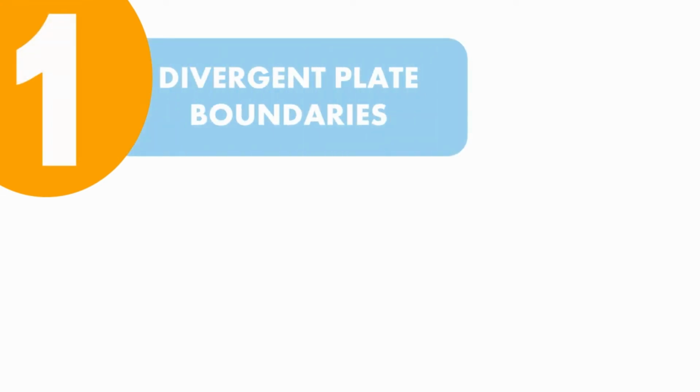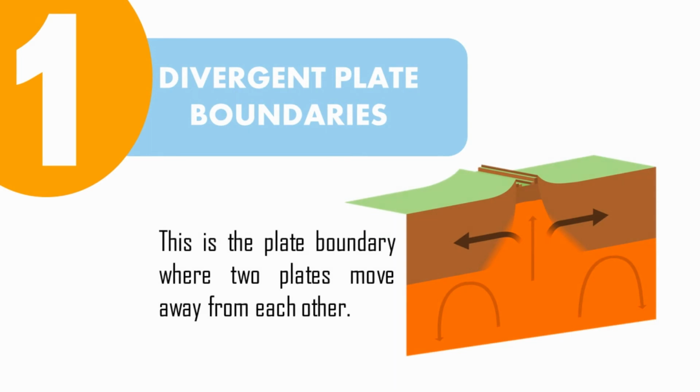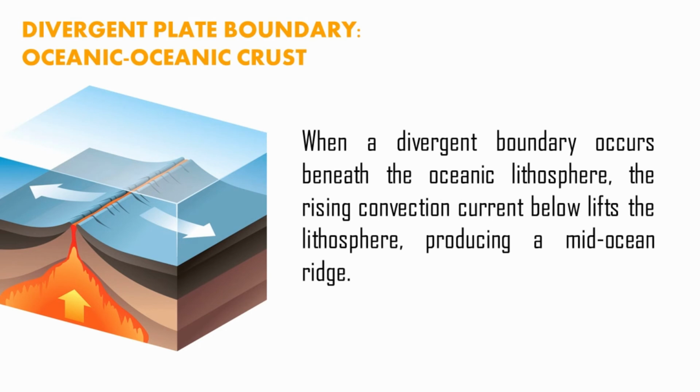The first plate boundary that we are going to discuss is the divergent plate boundaries. This is the plate boundary where two plates move away from each other. Oceanic. When a divergent boundary occurs beneath the oceanic lithosphere, the rising convection current below lifts the lithosphere, producing a mid-ocean ridge. Extensional forces stretch the lithosphere and produce a deep fissure.